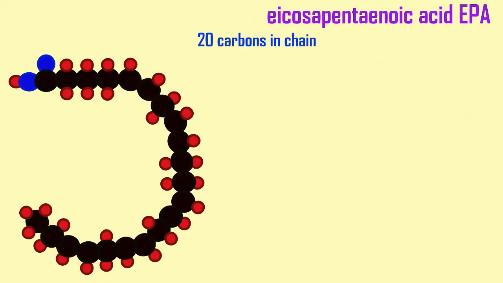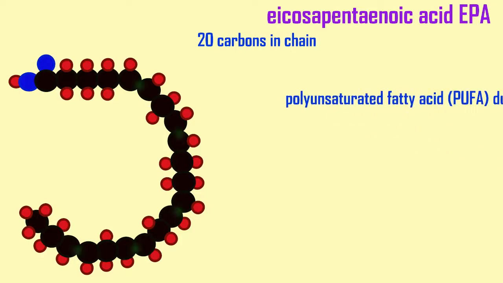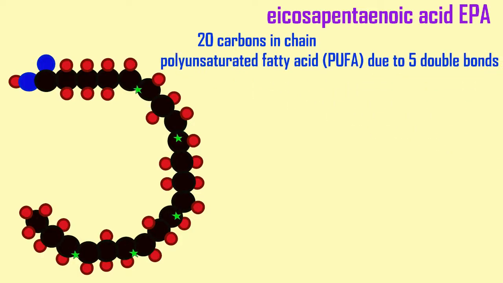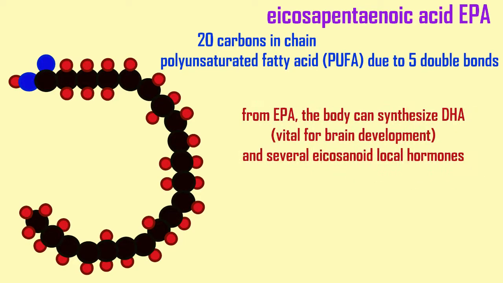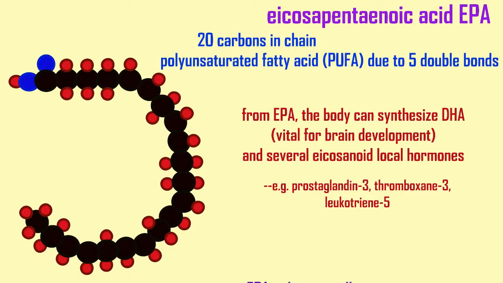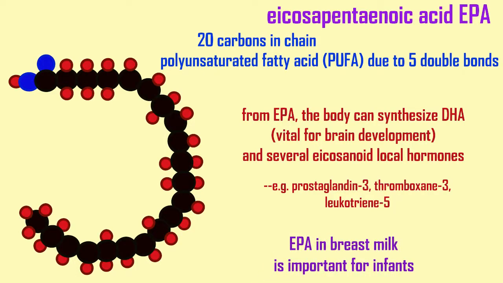The fatty acid eicosapentaenoic acid, or EPA, has 20 carbons in its chain and is polyunsaturated given its 5 double bonds. It is an omega-3 fatty acid given the position of the 3rd double bond, which begins 3 carbons from the omega end. From this fatty acid, the body can synthesize DHA, which is vital for brain development, and several eicosanoid local hormones. EPA is present in breast milk and is important for infants.